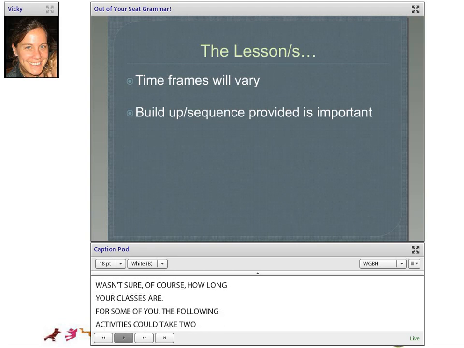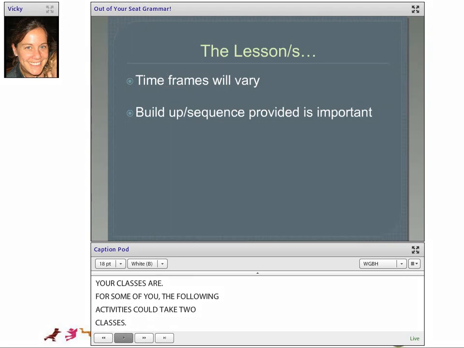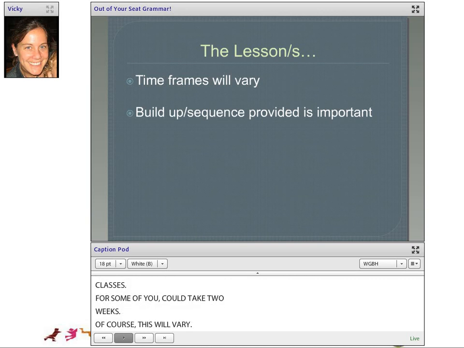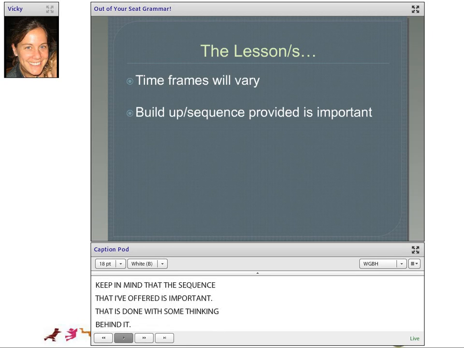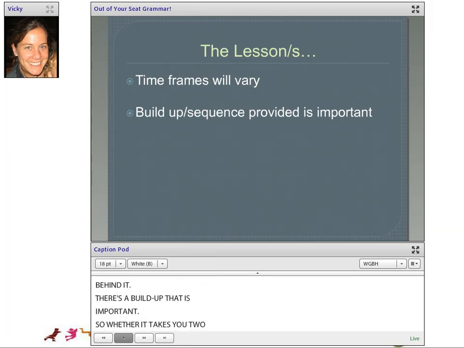So of course this will vary, but keep in mind that the sequence that I've offered here is important. That is done with some thinking behind it. There's a build-up that is important. So whether it takes you 2 classes or 2 weeks full of classes, that's up to you to determine, but the sequence is kind of important, and you'll see what I'm talking about.